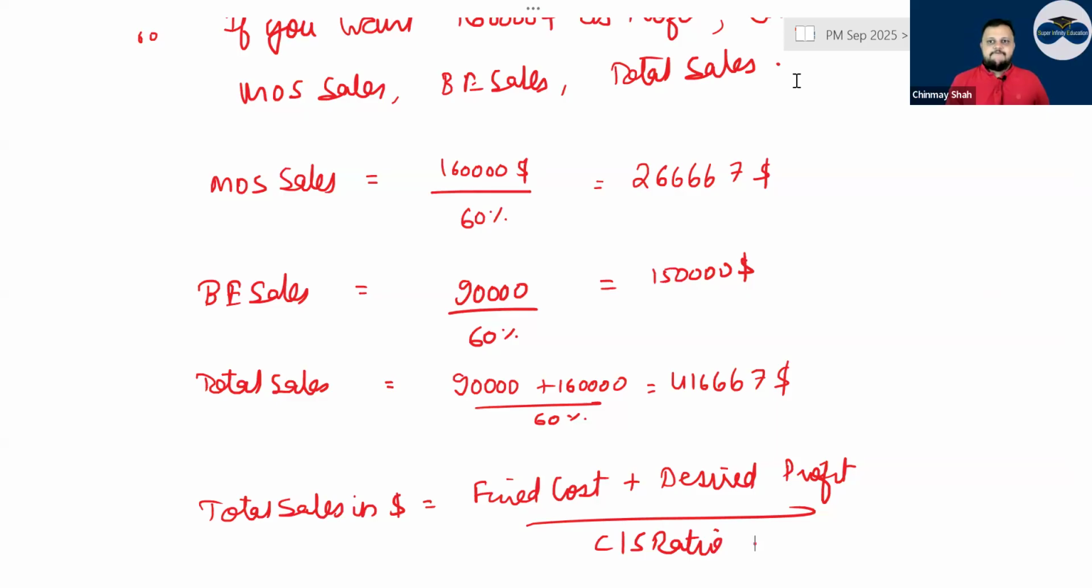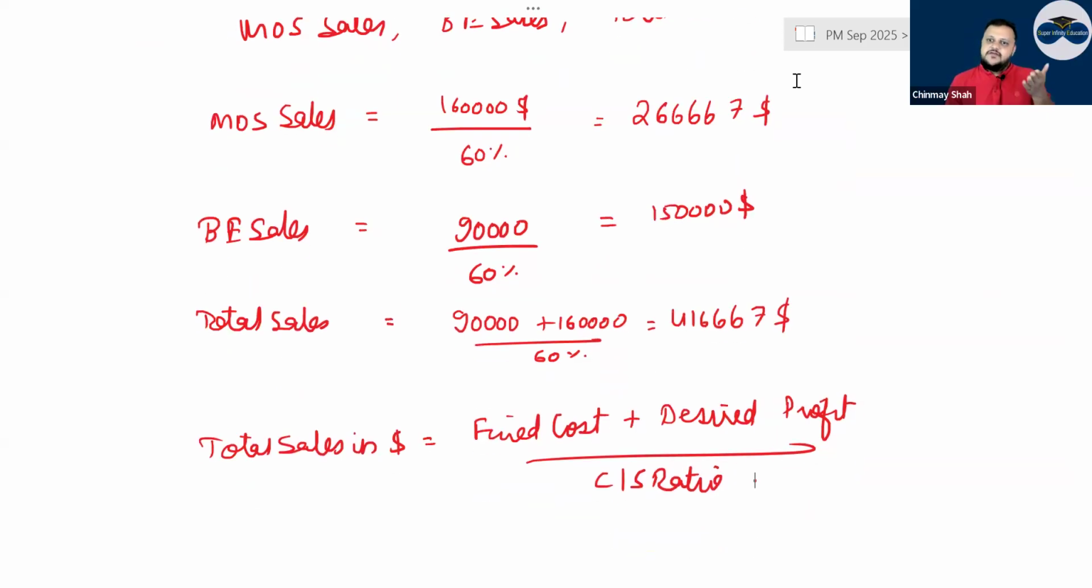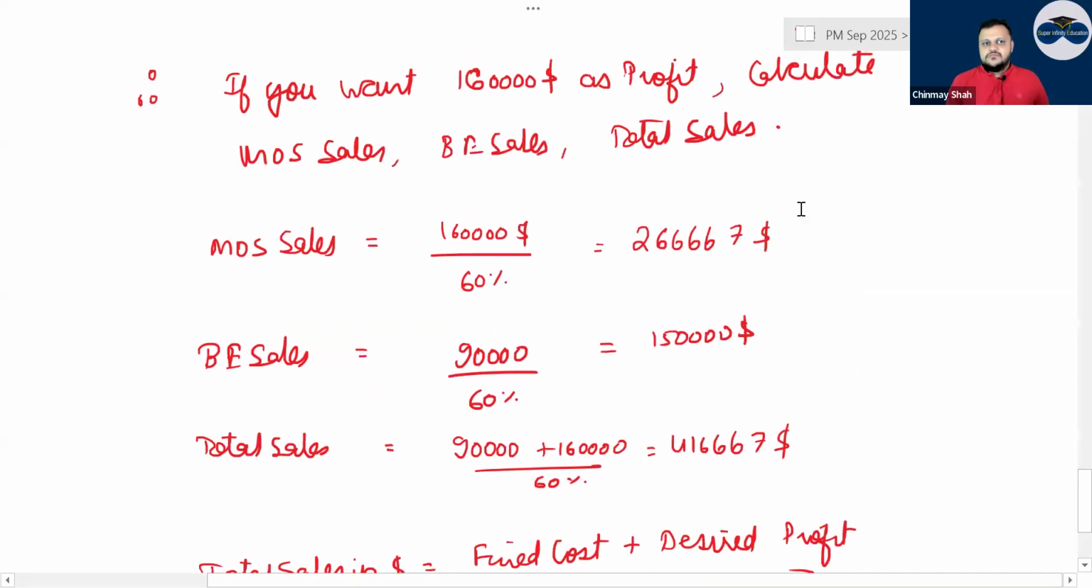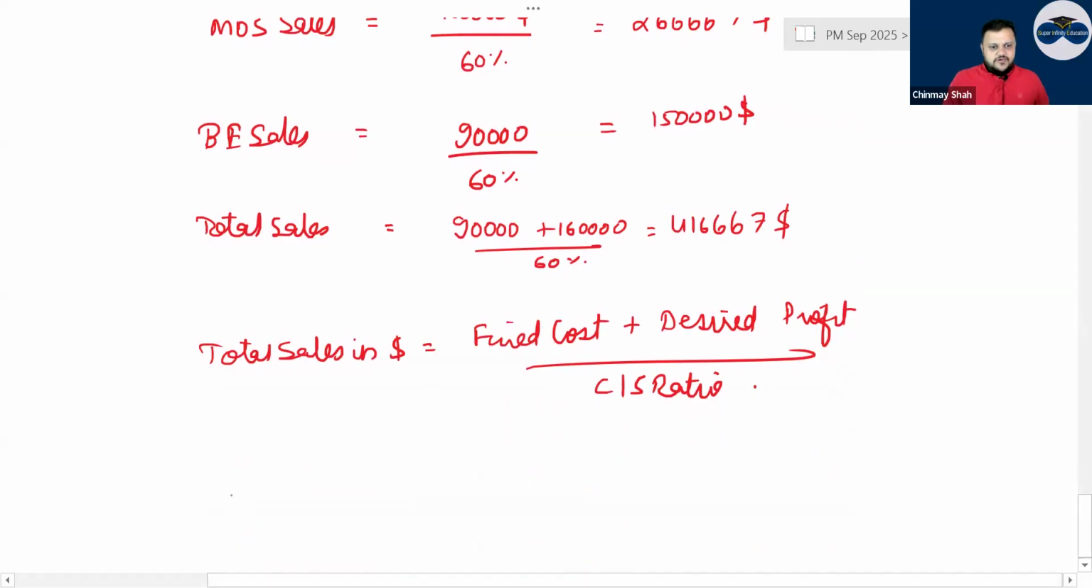Now with the same desired profit, calculate MOS units, calculate break even units, calculate total units. Correct. Have a look. Calculate MOS units with $160,000 desired profit.